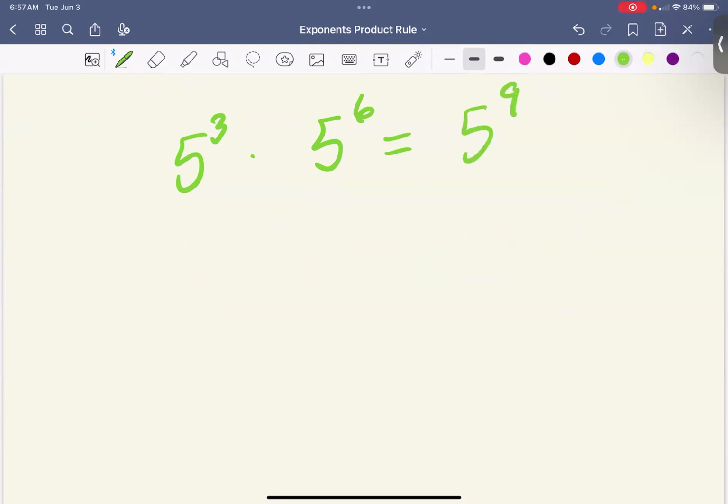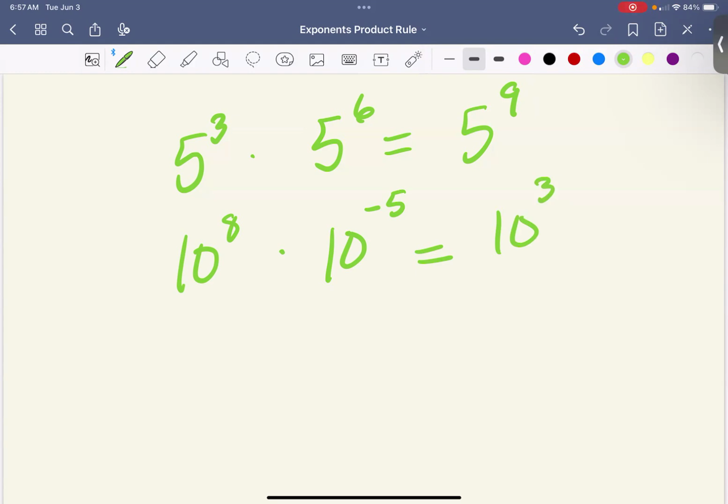Let's say we have 10 to the eighth power times 10 to the negative 5 power. So we're still going to be adding the exponents, but we still have to use the rules of integers. So 8 minus 5 is 3. So our answer is going to be 10 to the third.